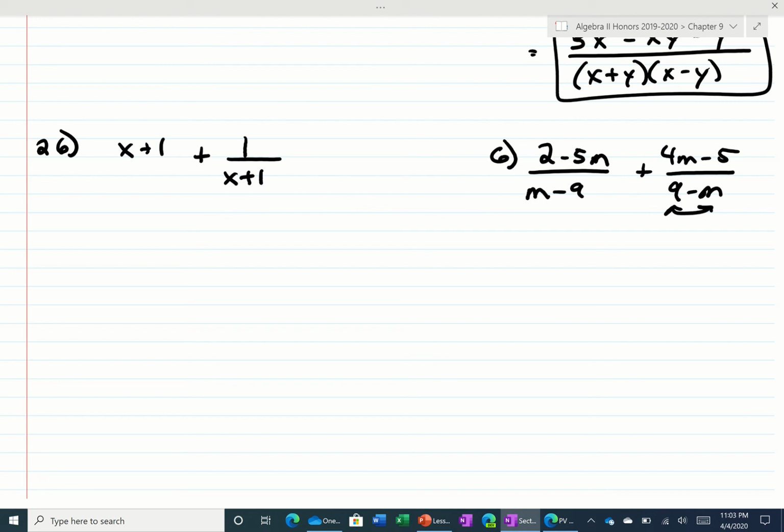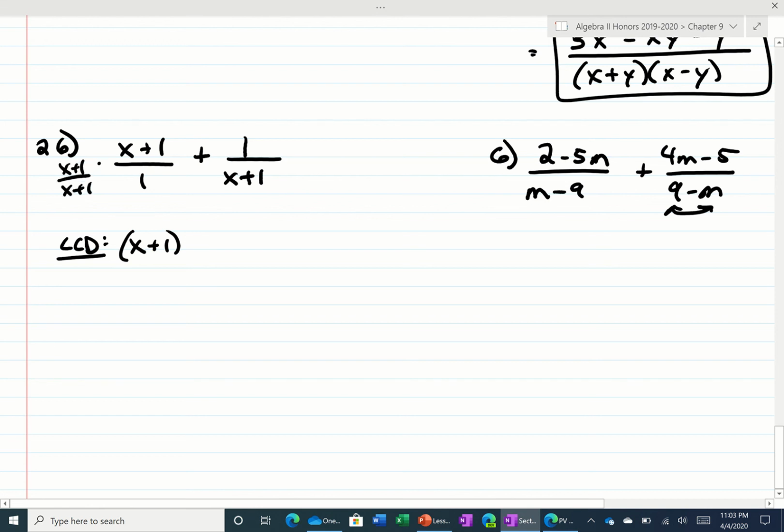All right, so I'm thinking on number 26, if I put this over 1, the LCD would be just x plus 1. So if I multiply the top and bottom here by x plus 1 over x plus 1, that would give us our least common denominator. So we're going to have x plus 1 times x plus 1 plus 1 all over x plus 1.